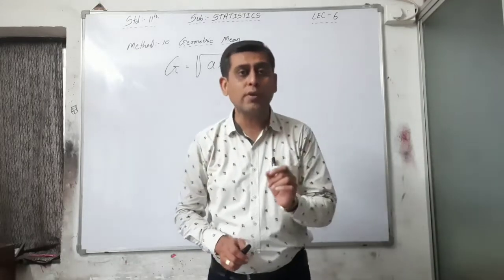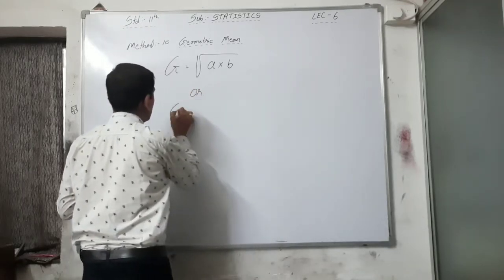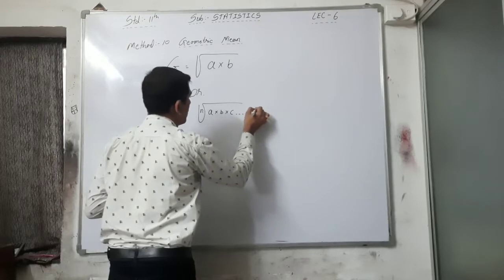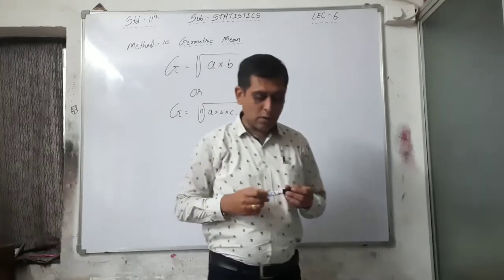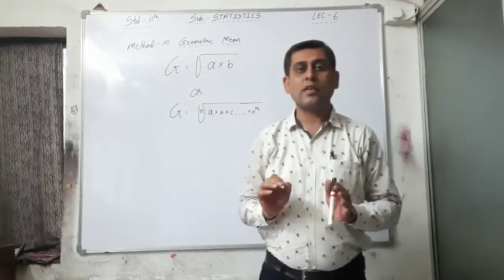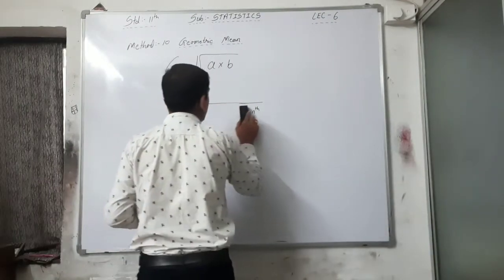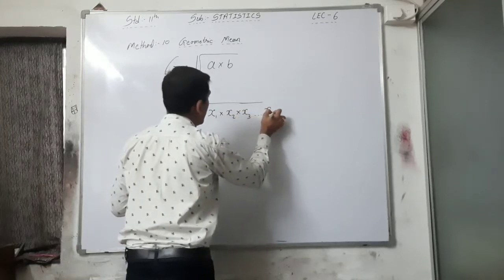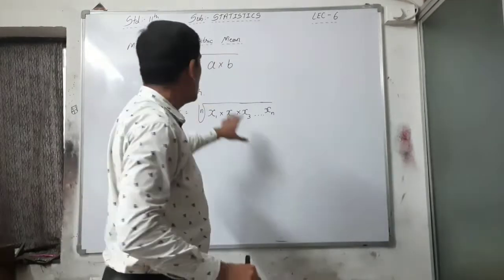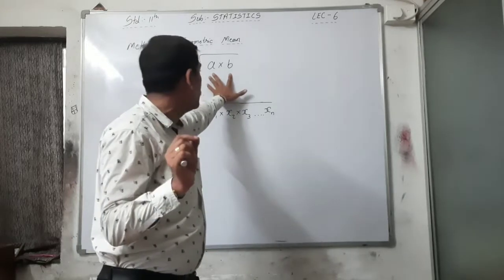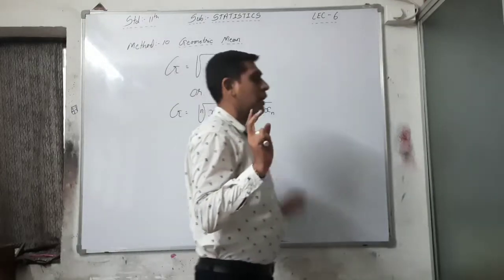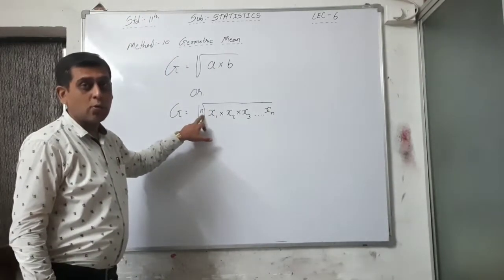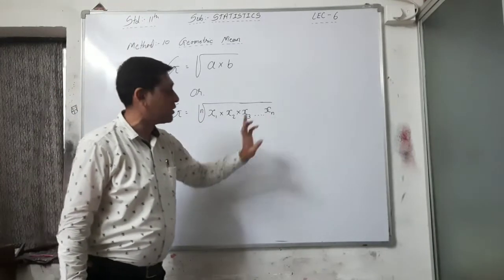But if more than two observations are given, then the formula is A into B into C, or you can say x1, x2, x3 up to xn. If there are only two observations, you take A into B, or x1 into x2, and the square root of that. Most probably only two observations will be asked. But if more than two observations are given, you have to write the nth root of x1 into x2 into x3 up to n observations.